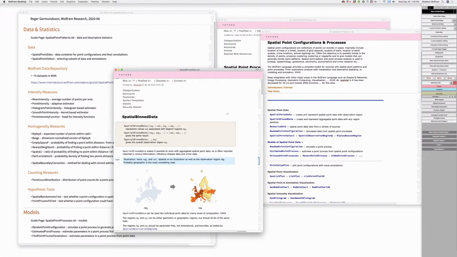For purposes of things like the smooth point density. Yes. In other words, if I've got spatial bin data for France and Spain, and I say smooth point density, that will show a smooth interpolation because it has effectively created it with points, so to speak. Yeah. So that will then start going through almost all of our functions. It will translate bin data to point data.